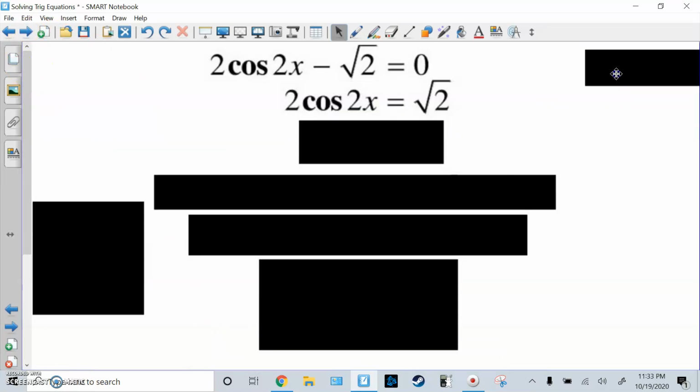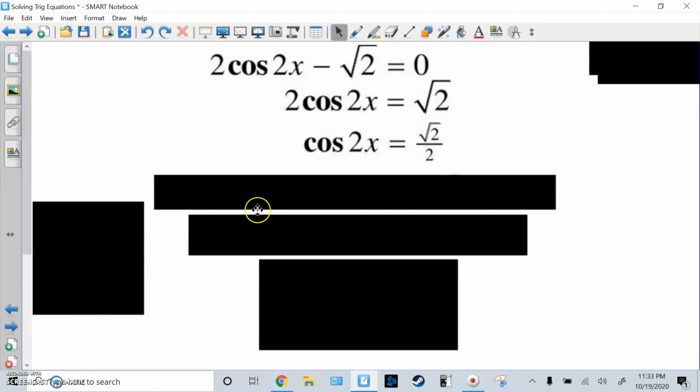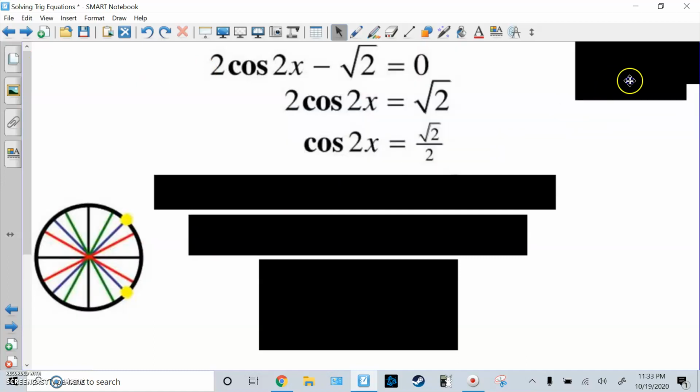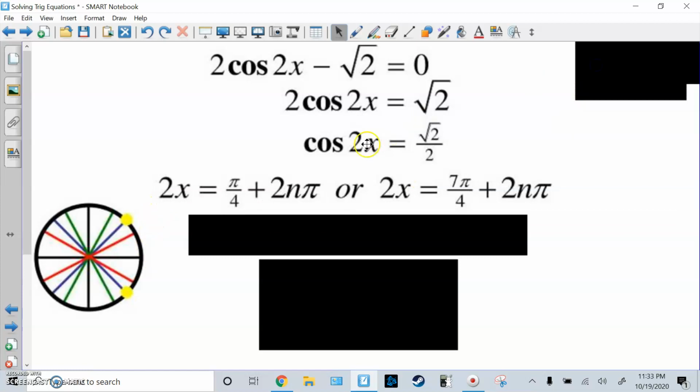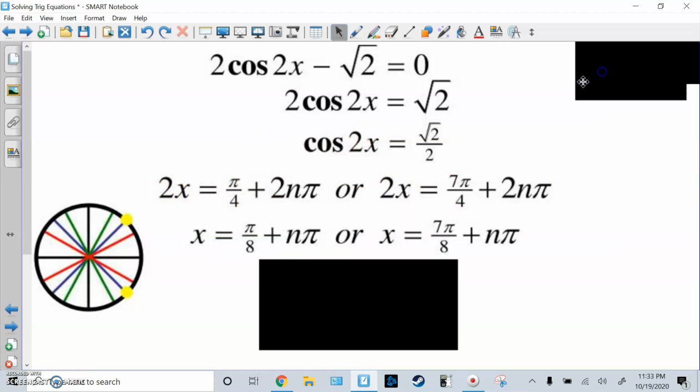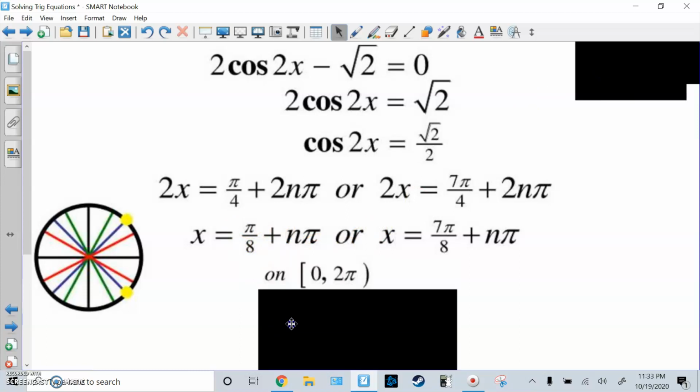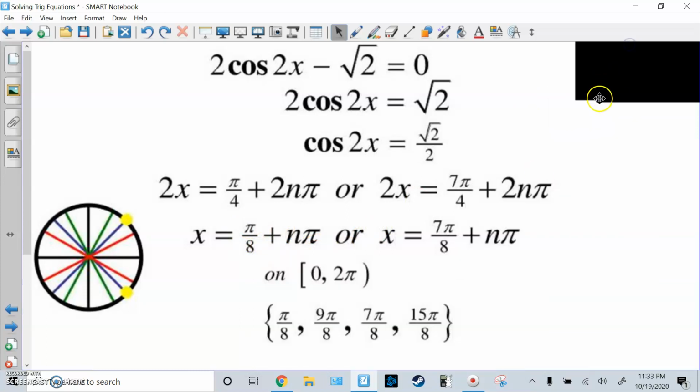Alright, this one, add root 2, divide by 2. So where's cosine root 2 over 2? It's right here at pi over 4, and here 7 pi over 4. But instead of x, we have 2x. So 2x equals that, 2x equals that. Divide both sides by 2, you get those things. And that's our solution. If they want from 0 to 2 pi, just plug in 0 for n, 1 for n. So pi over 8, 9 pi over 8, that's 7 pi over 8, and 15 pi over 8, that's still under 2 pi.